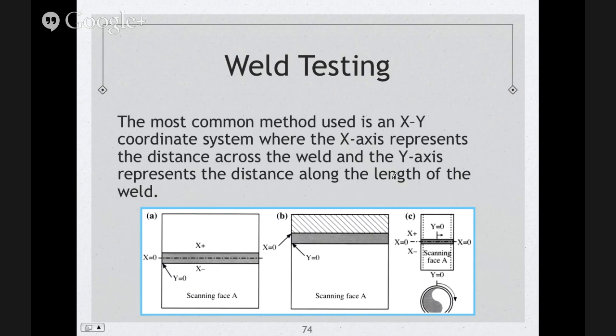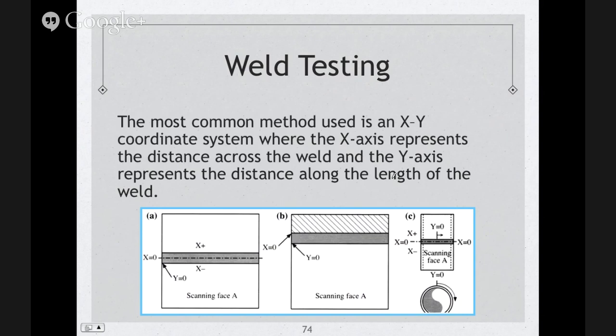Another thing is that anytime you find a problem or discontinuity, and if it's a weld, you may have lack of fusion, you want to always make a report on that. You want to write what type, what scan you did, how you did it, from what face you scanned. And you also want to make note of everything you find, so you have to map it.